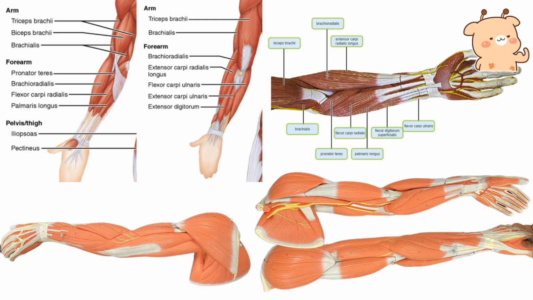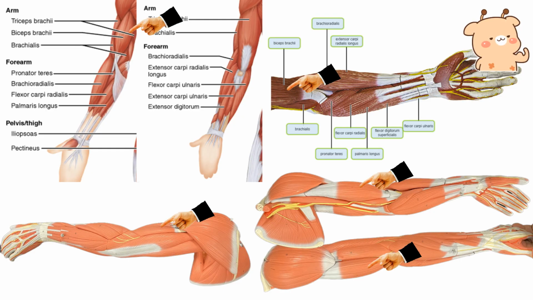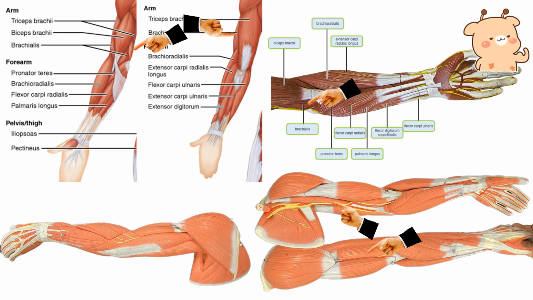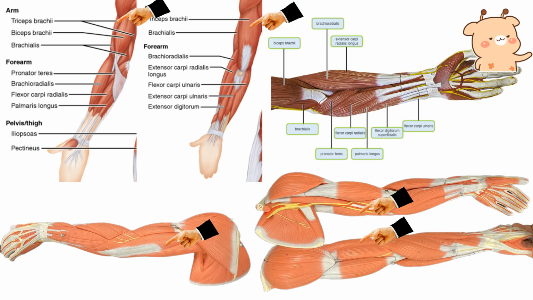Moving to the upper limb, we identify the muscles that drive the power of the arm and the precision of the wrist. On the anterior arm, the biceps brachii serves as the agonist for elbow flexion, while the deeper brachialis and the brachioradialis act as essential flexors and synergists. These are balanced on the posterior side by the triceps brachii, the primary agonist for elbow extension.